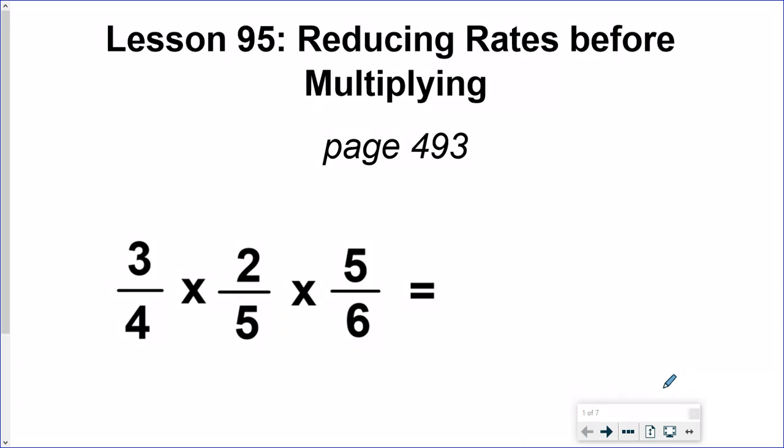We're taking lesson 95 in the Saxon Math book. The lesson 85 is entitled Reducing Rates Before Multiplying, and we're starting on page 493. So if you open up your books and follow along on the lesson, that'd be greatly appreciated.